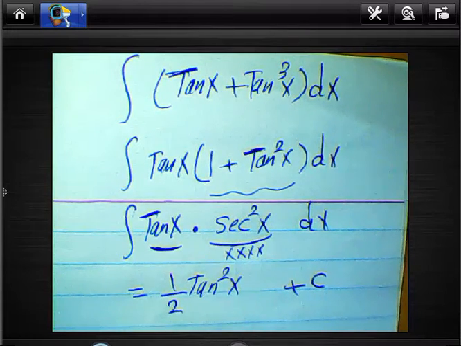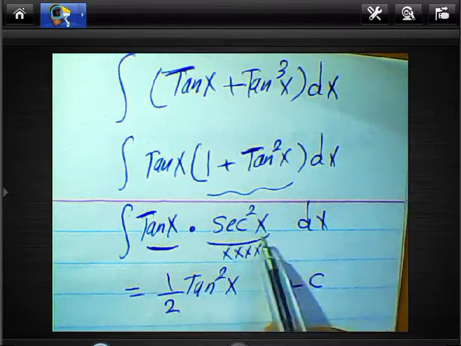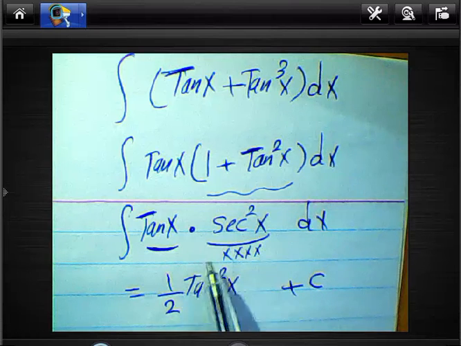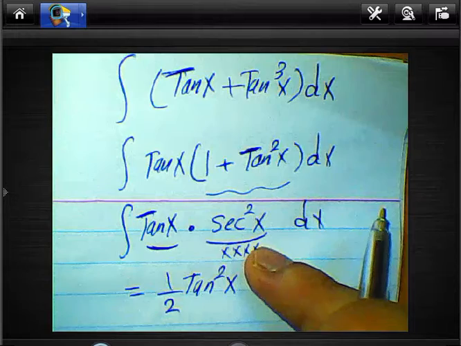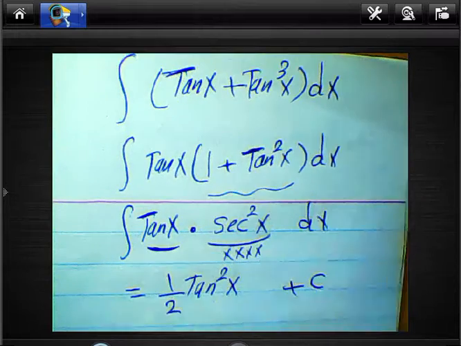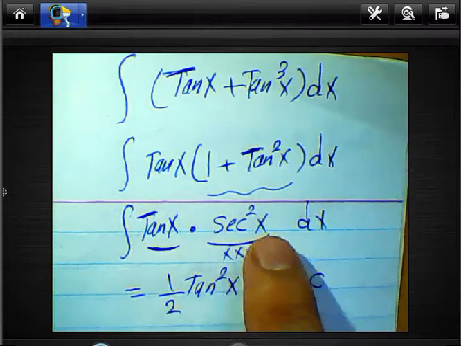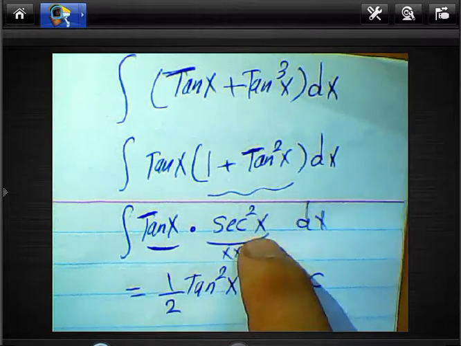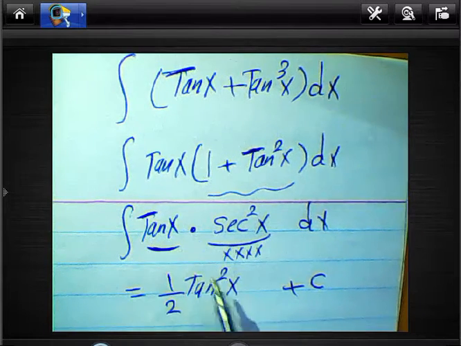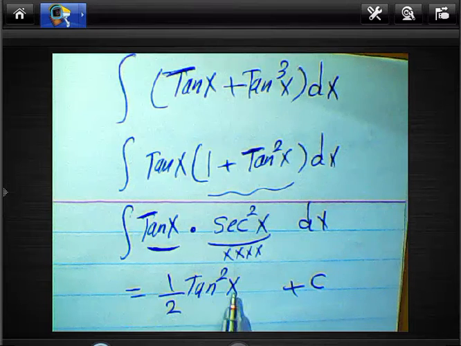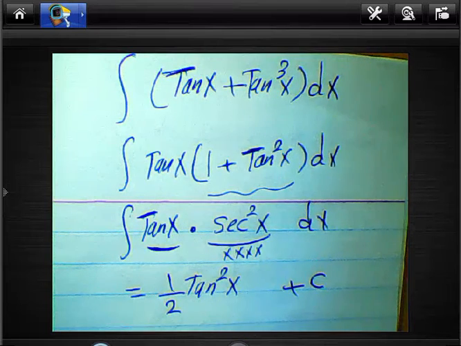Again, the integration of tan x times sec squared x dx. We have two functions. One of them is the derivative of the other. So we must cancel the derivative of the function, because the derivative of tan x will be sec squared x. We must cancel this derivative and add a power to tan x and divide by this power. So the result will be half tan squared x plus constant, okay?